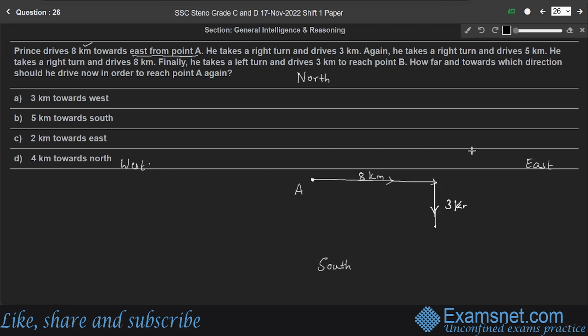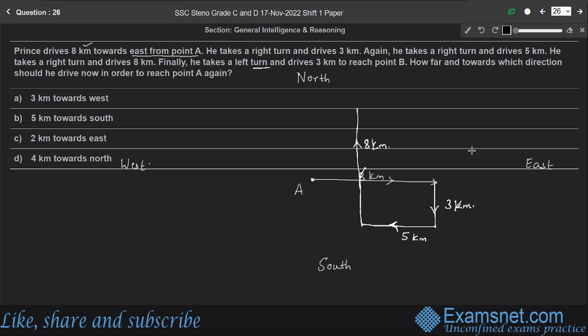Again, he takes a right turn to his right. Since he is facing south, his right will be towards west. And he drives 5 kilometer. He takes a right turn again. Since he is facing west, his right means towards north. So he takes a right turn and drives 8 kilometer. So again, we'll consider 8 kilometer distance. So this is 8 kilometer.